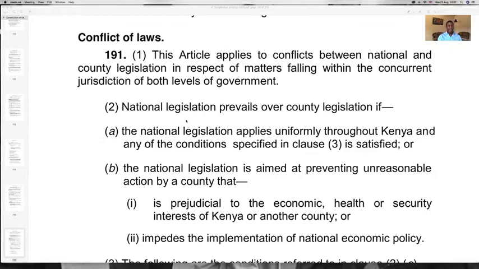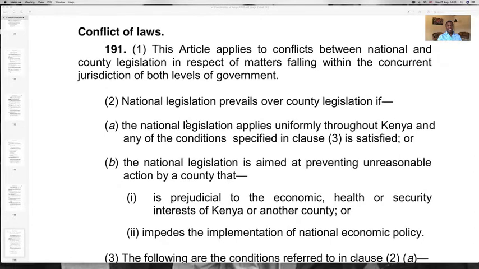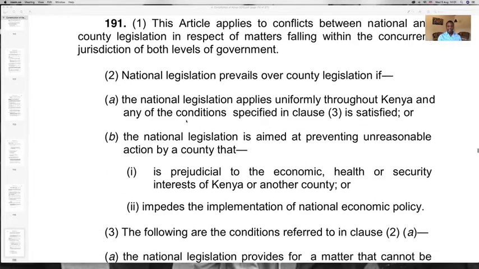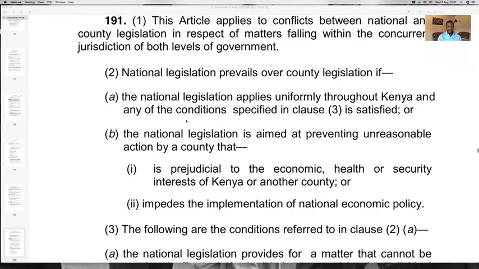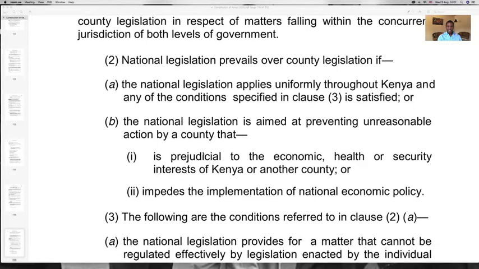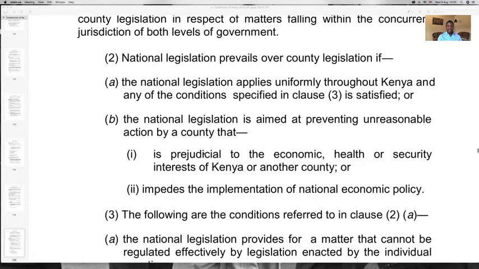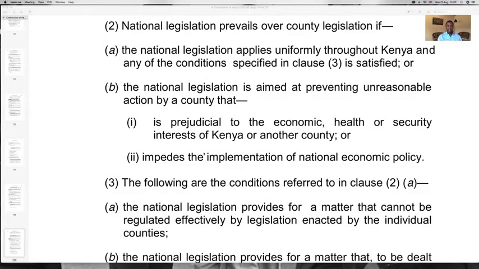This is where county law is in conflict with the national legislation, and this is provided for, that national legislation shall prevail over county legislation if the national legislation applies uniformly throughout Kenya, and if the national legislation is aimed at preventing unreasonable action by a county. And unreasonable action by a county can be an action which will negatively affect the economic, health, or security interests of Kenya or another county, or an action which will impede the implementation of national economic policy.